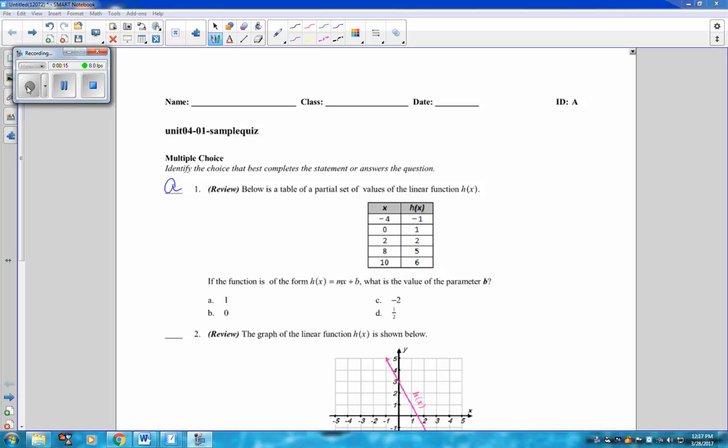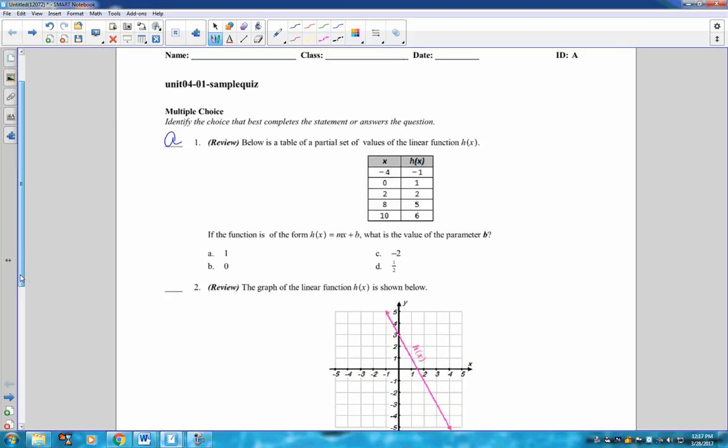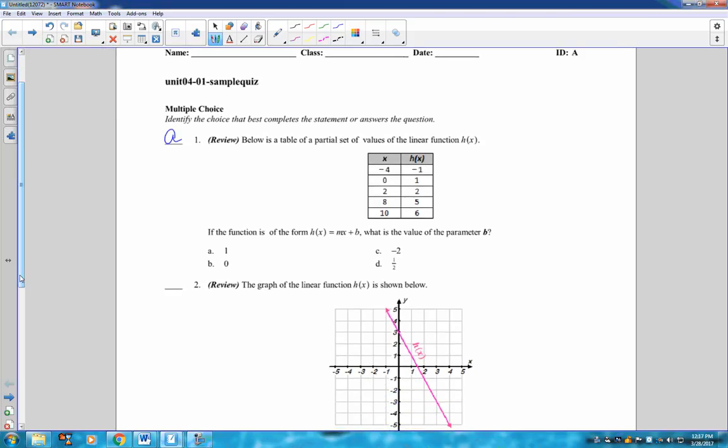It says, below is a table of a partial set of values of a linear function h of x. If the function is of the form h of x equals mx plus b, what is the value of the parameter b? That's asking you, what does the variable b represent? b represents the y-intercept. So where does it cross the y-axis? When x is 0. So that would be at 1.